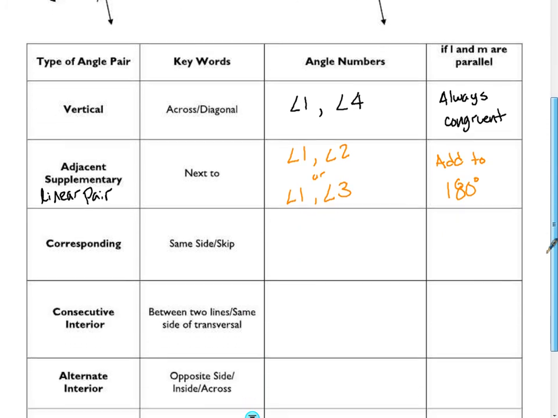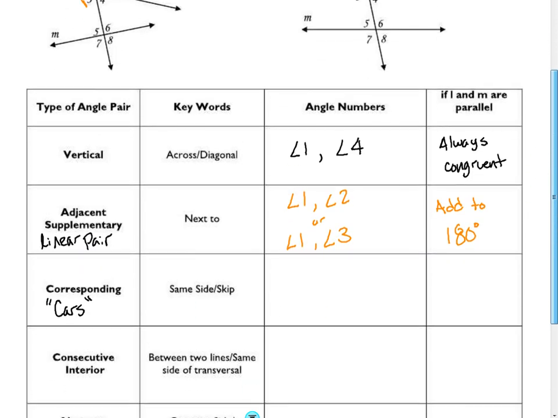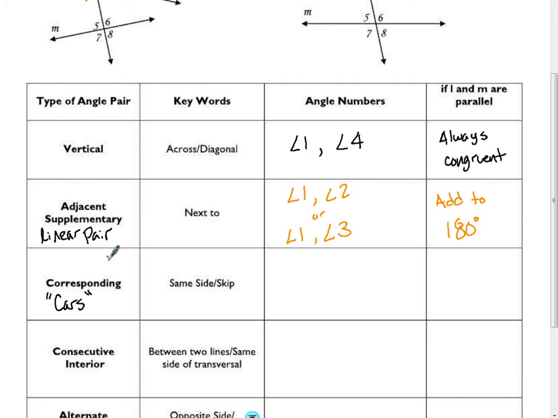going to be same side skip. Same side skip is a great way to remember it. I've also used the phrase of a car or cars, okay, because these intersections of lines kind of form little mini cars where you have your driver, you have your passenger, and you have your two guys in the back seat, right? Passenger, passenger. And those four people in the car kind of make a little car here.